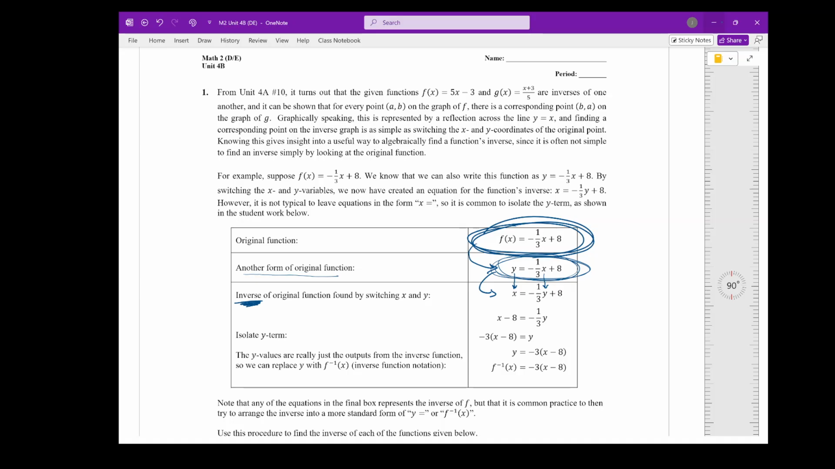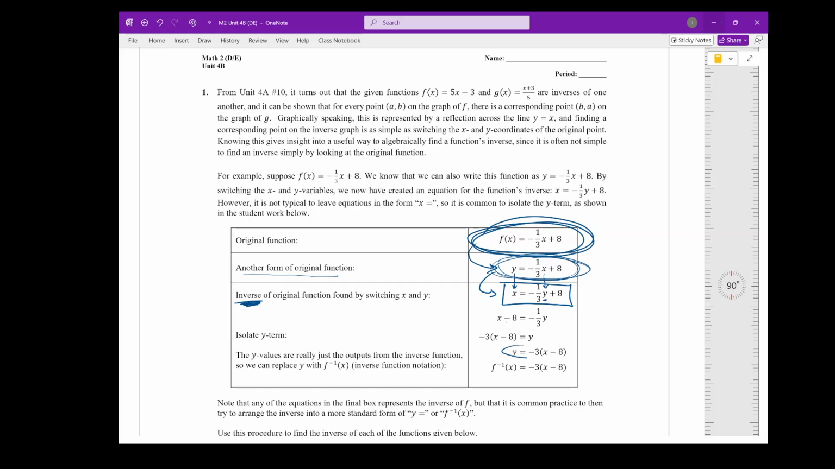Now, if all I do is say, give me the inverse, you're done, right? If you plug that into Desmos, it will graph it and it will be a reflection of this original line across y equals x. But normally people don't refer to functions in x equals form. Normally you write it in y equals form. So the goal is to now isolate the y. If you subtract 8 on both sides, you can move the 8 over. If you multiply both sides by -3, you can get rid of that fraction. Then just switch the sides, so y equals -3 times (x minus 8).